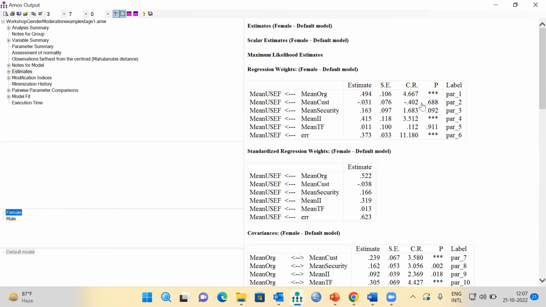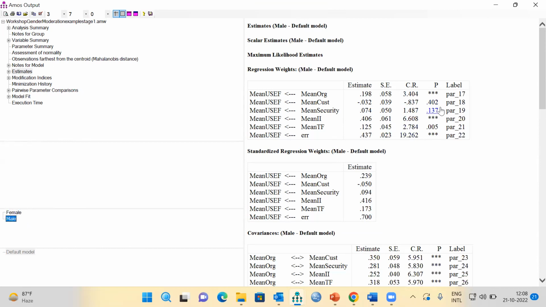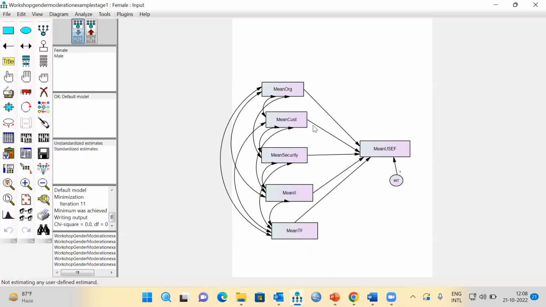So looking at that, you need to see which is highly non-significant: customization for female, and similarly customization for male. So you remove that from the model. You go to the model, just remove that path and run the model again. And again check and see if there is one not significant. Again, the second one you do. In the similar way, you run it 2 times. You stop when all the paths are significant for both the groups. You go on removing till you get all the paths significant in your groups.